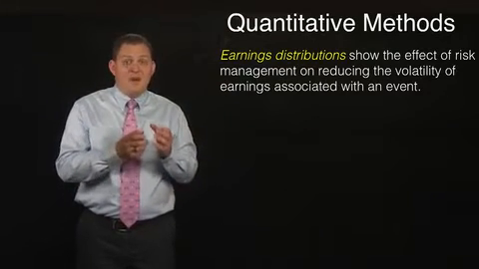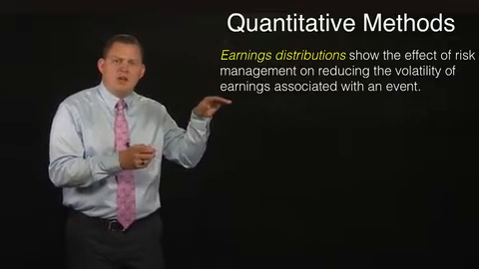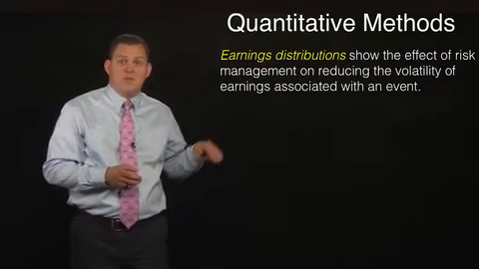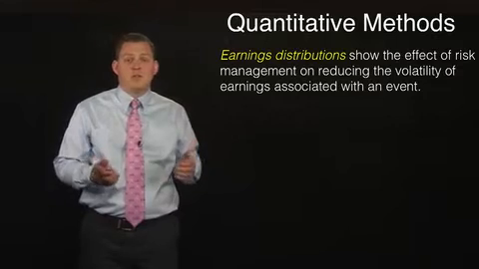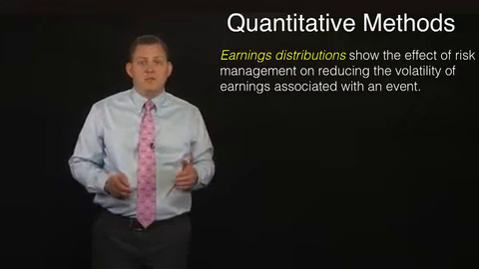Firms really care about how much they make, their earnings per share. As they project their earnings per share in the future, if it's more volatile, it can be more difficult to predict. So mapping out the distribution of earnings can be informative to a firm.